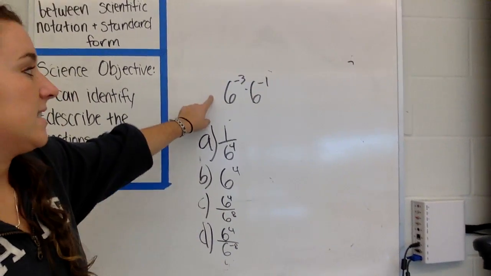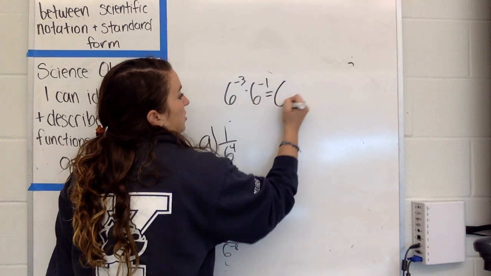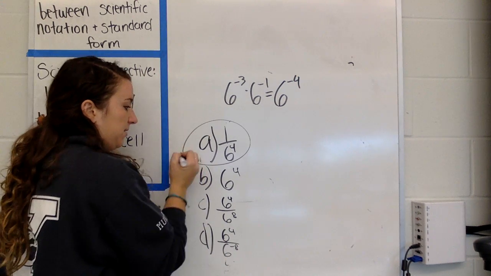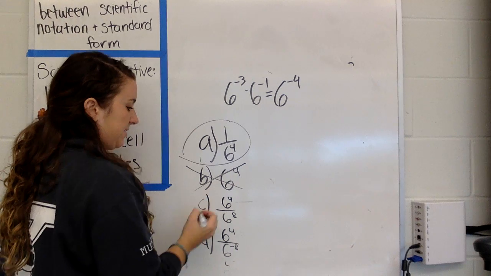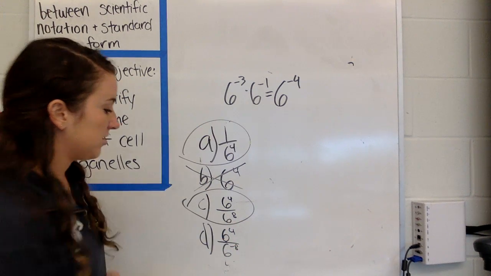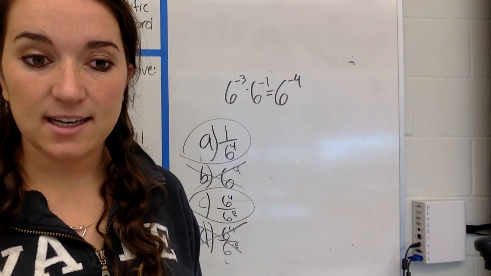For this one, we have 6 to the negative 3rd being multiplied by 6 to the negative 1st. We're multiplying, so we add, and we'll get 6 to the negative 4th. That can be rewritten as A. It is not the same as B. If you simplify this one by subtracting, you'll get that as well, but you will not for D. So the answers are A and C.